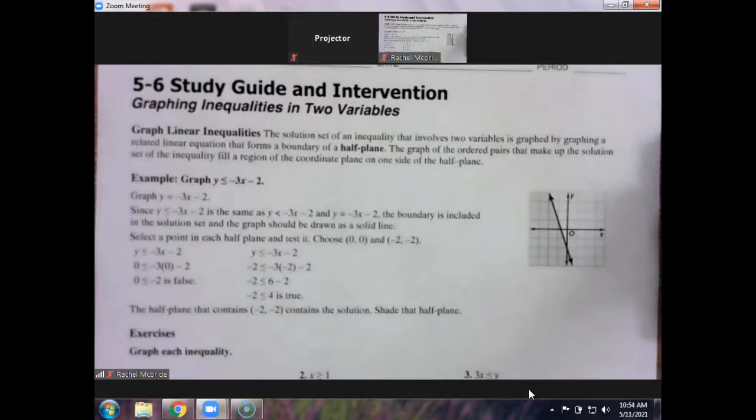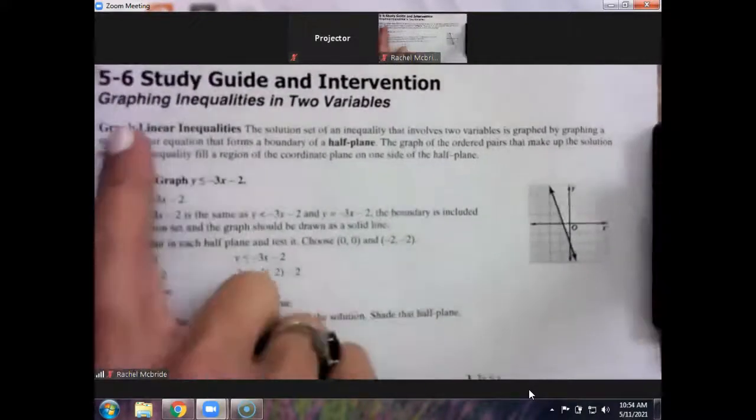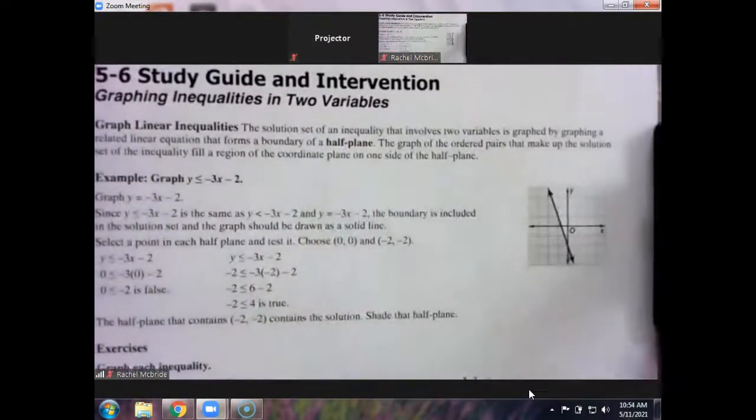All right, where's my kiddo that likes to read? Who wants to read for me today? I'm going to say, it's usually Nevada. Do you want to read the definition of graph linear inequalities out loud?